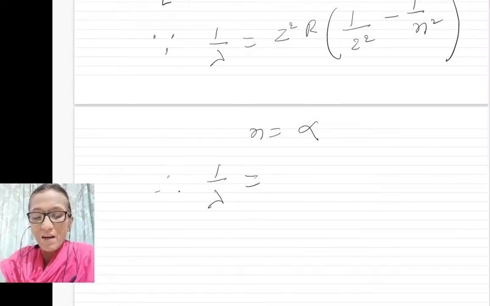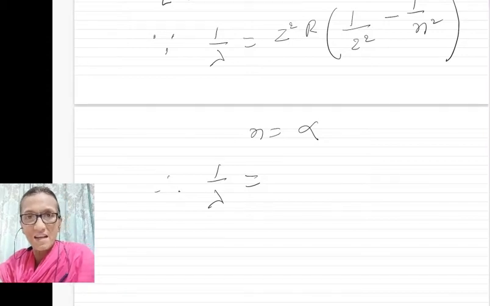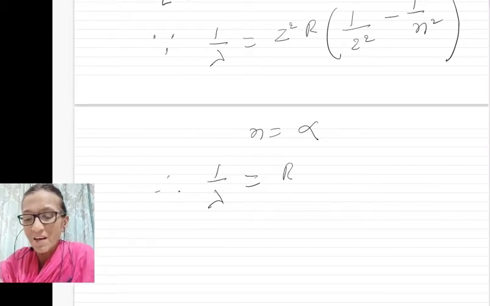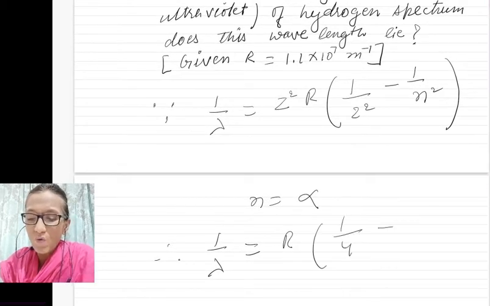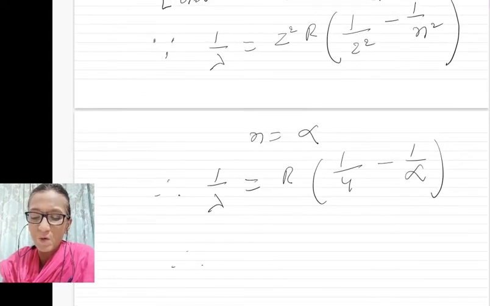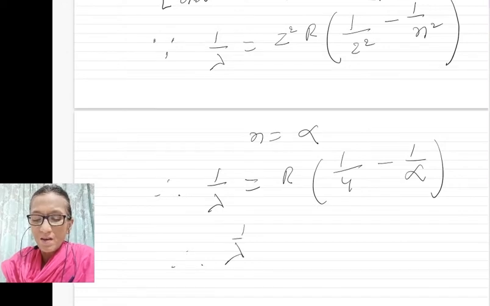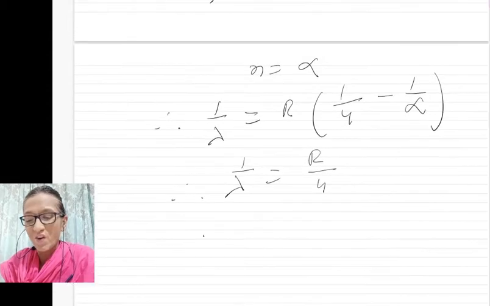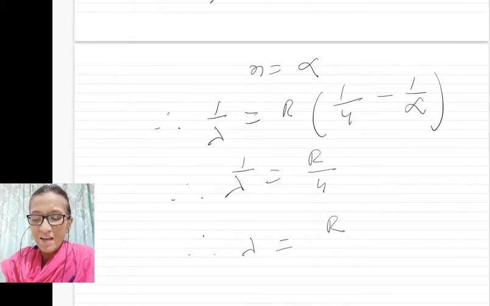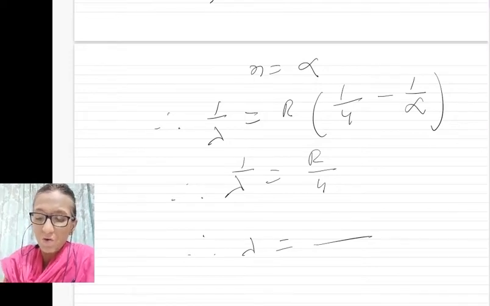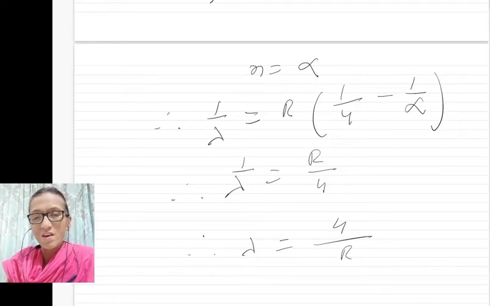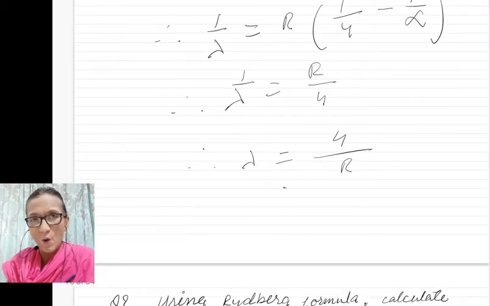Therefore 1 upon lambda is equal to, for hydrogen atom, z is equal to 1. So 1 into Rydberg constant, value is given, into 1 upon 4 minus 1 upon infinity. This becomes equal to 0. Therefore 1 upon lambda is equal to R upon 4, and therefore lambda is equal to 4 divided by Rydberg constant.